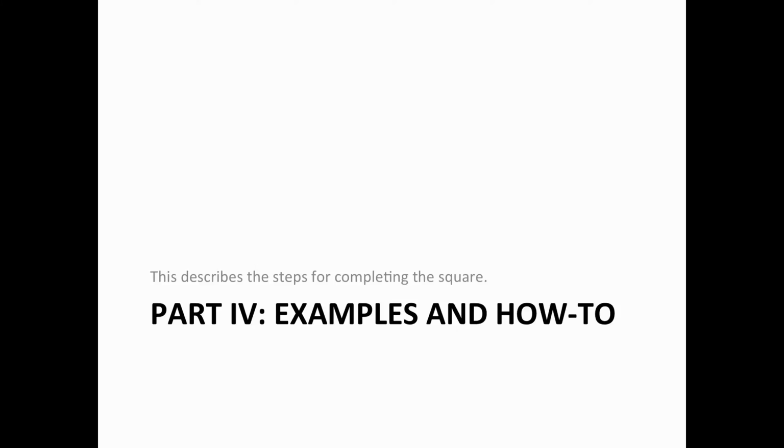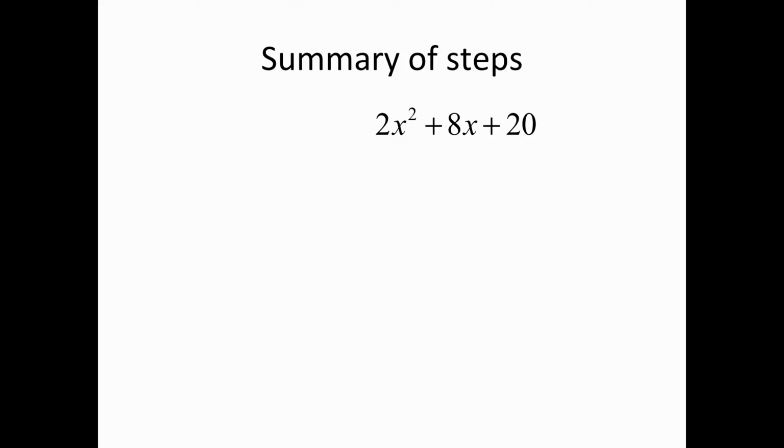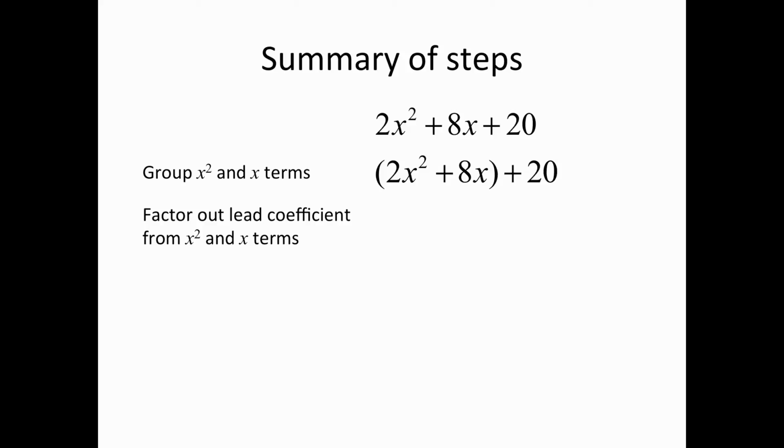Now we're going to look at several examples of completing the square with a non-monic trinomial. To summarize the steps, the first thing that we do is regroup the x squared and x terms together as we did before, but this time we factor out the lead coefficient. Whatever it is, we factor it out from the x squared and x terms. In this case, we factor the 2, leaving x squared plus 4x plus the empty space, plus 20 minus 2 times empty space. And that second 2 over here on the right comes from the lead coefficient. It's exactly the same as the lead coefficient.